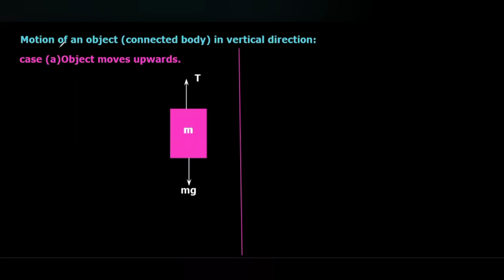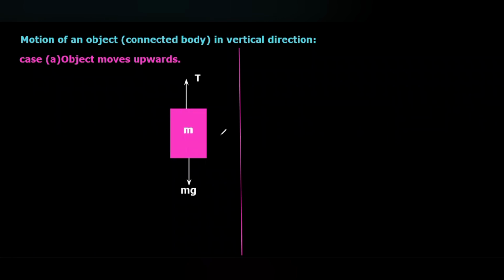The next case: motion of a connected body in the vertical direction. Here, the object which is shown in the diagram is a connected body which is connected by using a string or thread. That means it's not a free fall. It is a connected body. The body is connected with a string, thread, or wire, whatever, and then it's freely hanging.